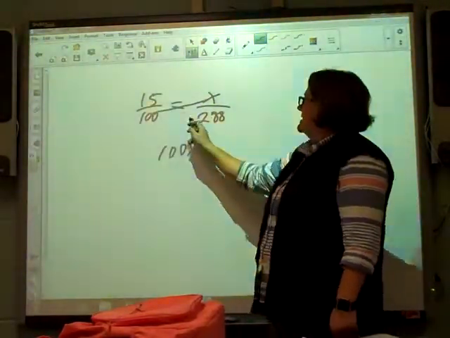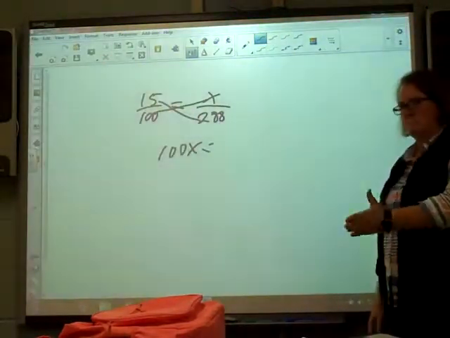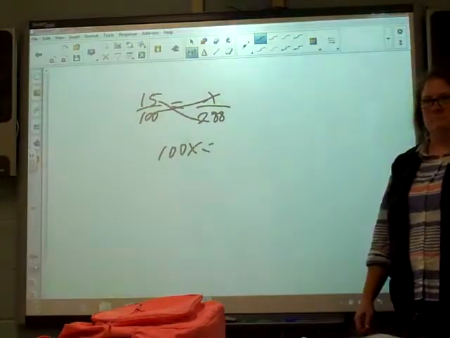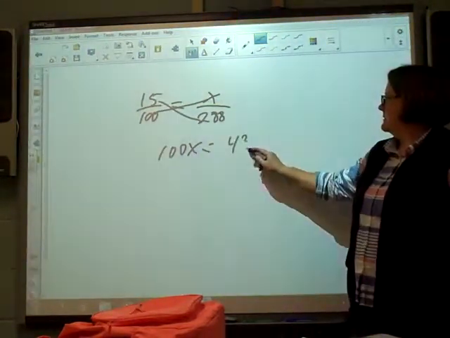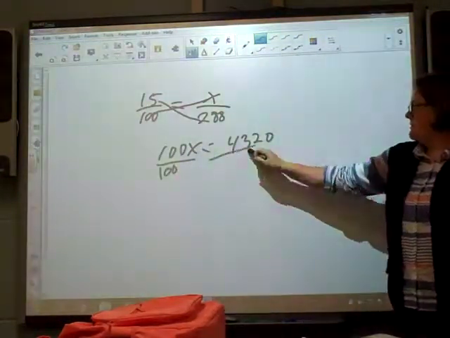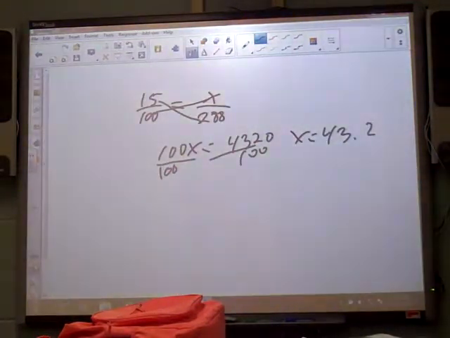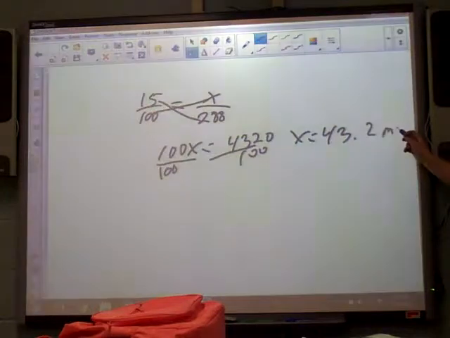100x. I don't know this. Help me out. What's 15 times 288? 4,320. So then to solve for x, being multiplied by 100, so divide by 100, and x is 43.2. So 43.2 people did not have health insurance? No. I said that was 288 million. So this would be 43.2 million people didn't have health insurance.